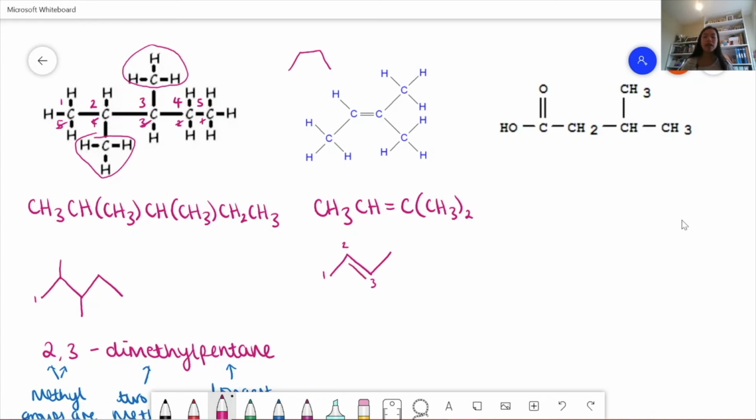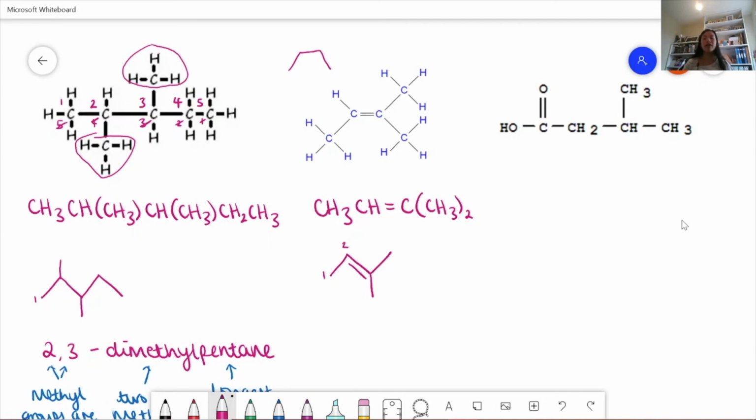And then we need to draw the methyl group. So I'm just going to rub out this 3 here. So the methyl group is on the third carbon, and so it comes down here. And this is the skeletal formula for this molecule. Now on to naming it.